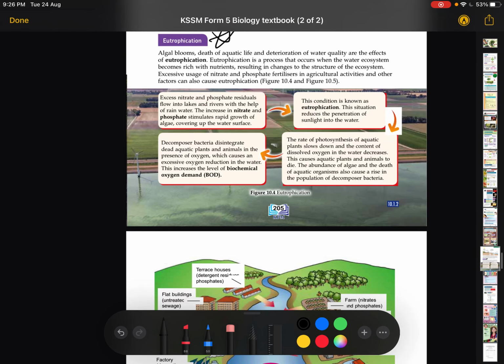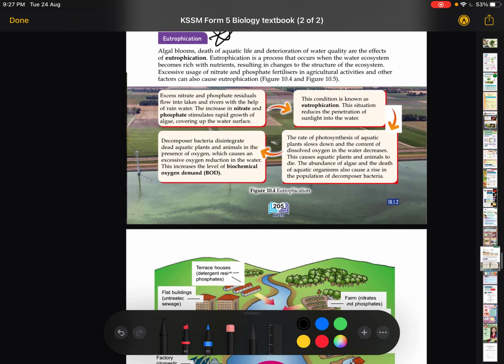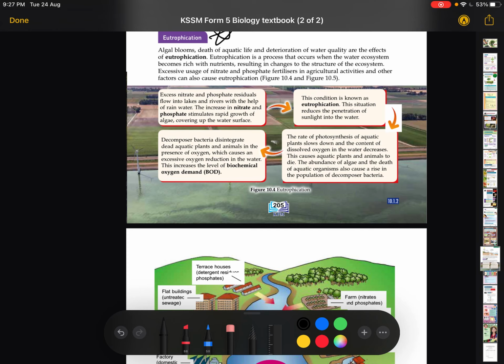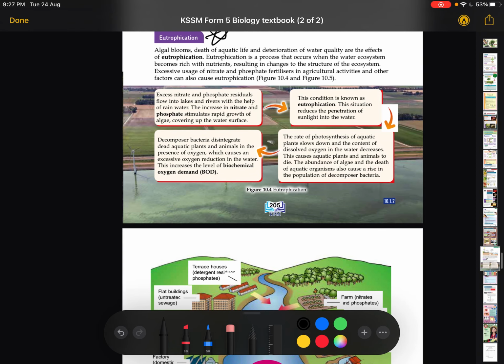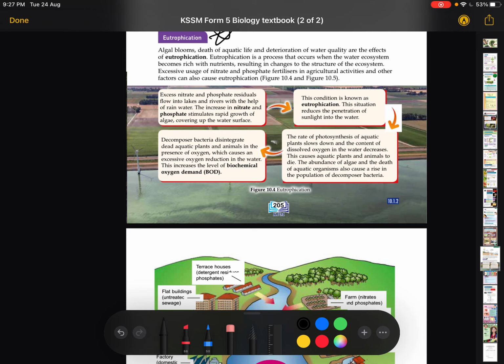Eutrophication. It's kind of hard to explain, but eutrophication is, long story short, when the water is polluted. To explain it in a better way, it is when algal bloom occurs, which causes the death of aquatic life, and the water quality becomes worse.